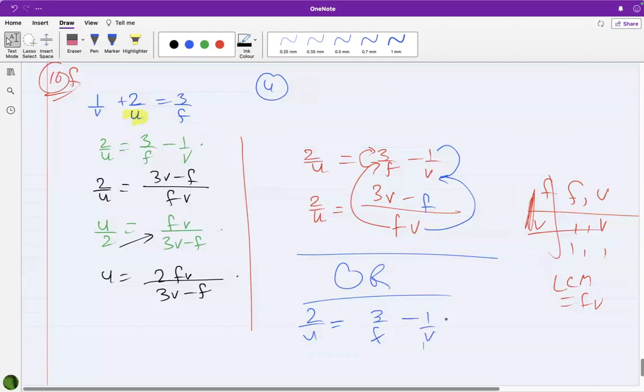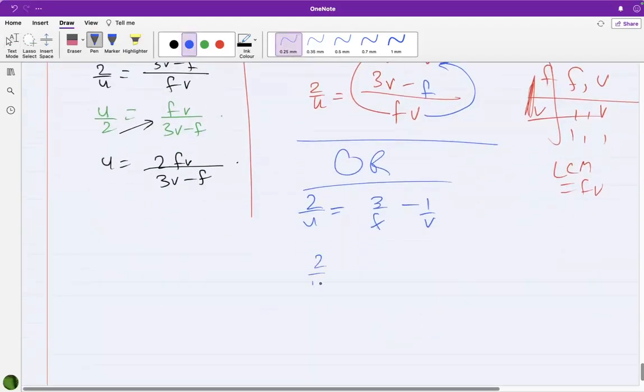So 2 by U is equal to, now what do we do? We cross multiply and multiply in the denominator. So cross multiplying is giving me 3V and F, and when you multiply the denominators, you get FV. And then after that, you find the reciprocal, and then you cross multiply it. Yes, because I wanted U in the numerator.